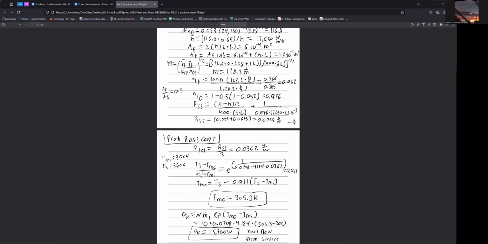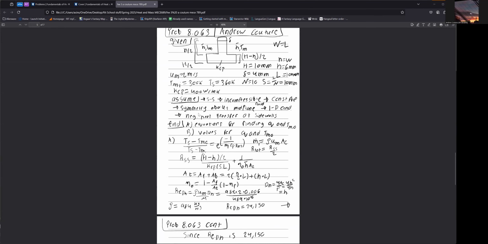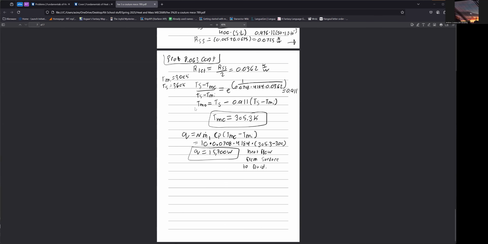And now we have the TMI, TS, and pretty much everything else we need to calculate for TMO. So rewriting the equation, we have TS minus 0.911 times TS minus TMI. Remember that TS is 360 and TMI is 300 Kelvin. So doing that, we get TMO as 305.3 Kelvin.